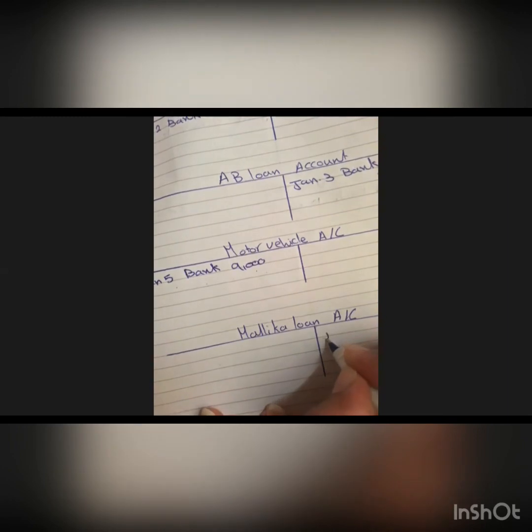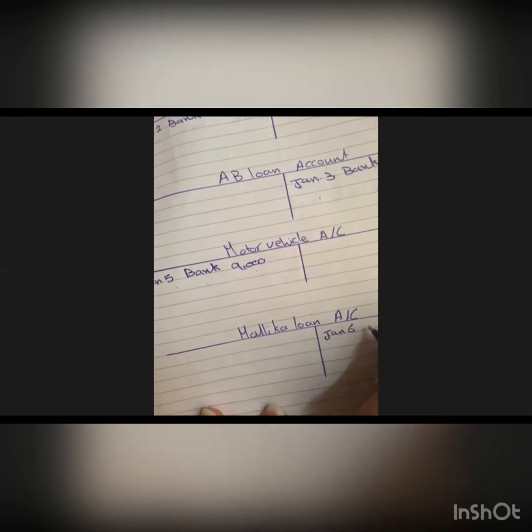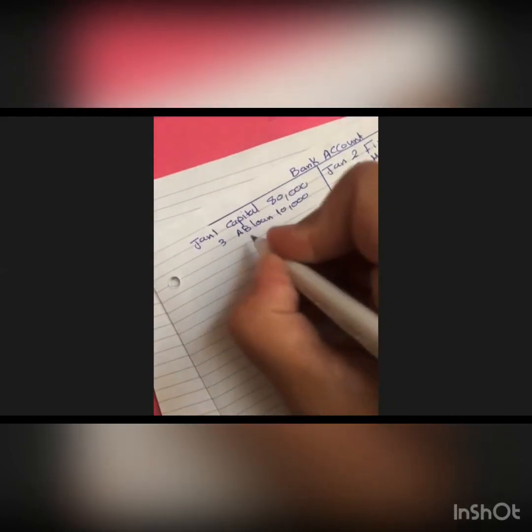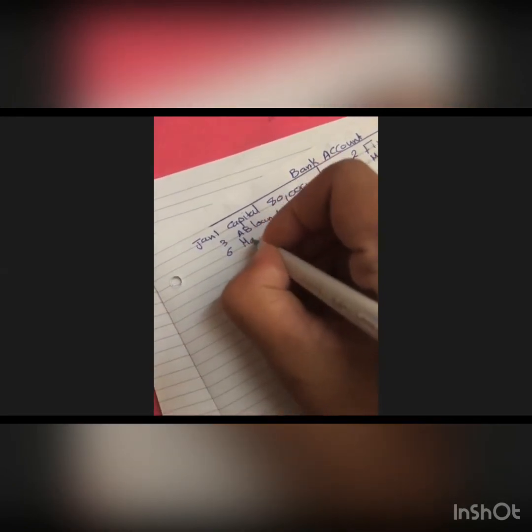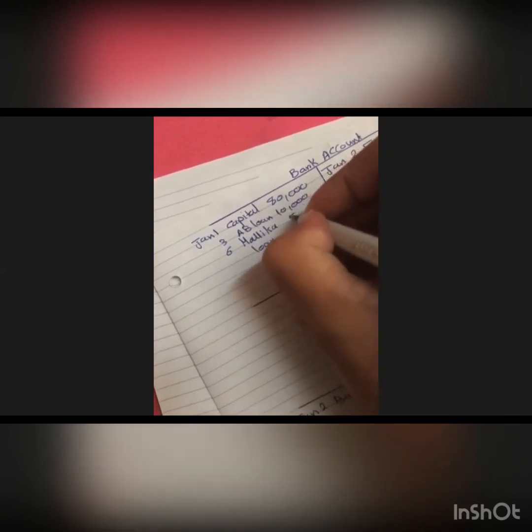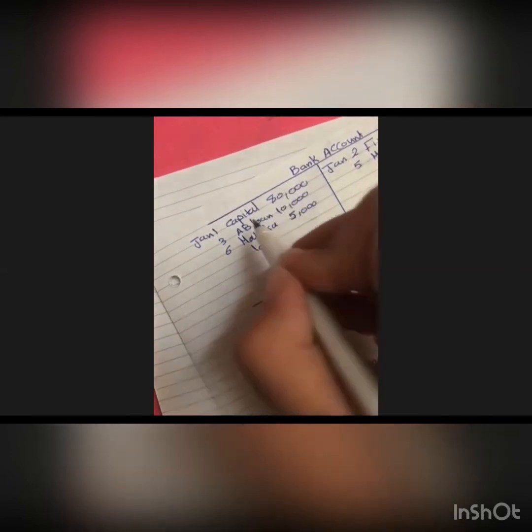So I'll write here, Jan 6, bank, $5,000. Let's go to bank, on the debit side, because we said it's increased, so I'll write 6. I will not repeat the month. And I will write Malika loan, $5,000. And as I said, the numbers should be under each other, the names of the accounts under each other, and the dates should be under each other.